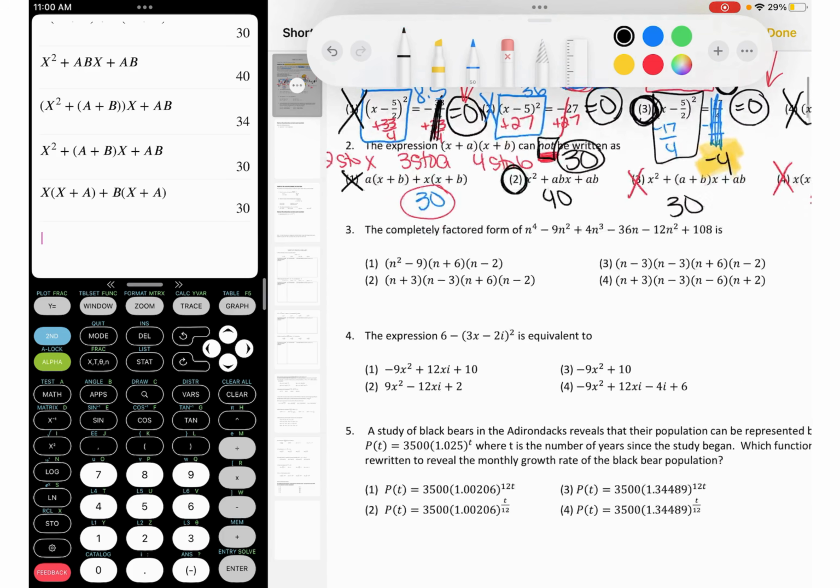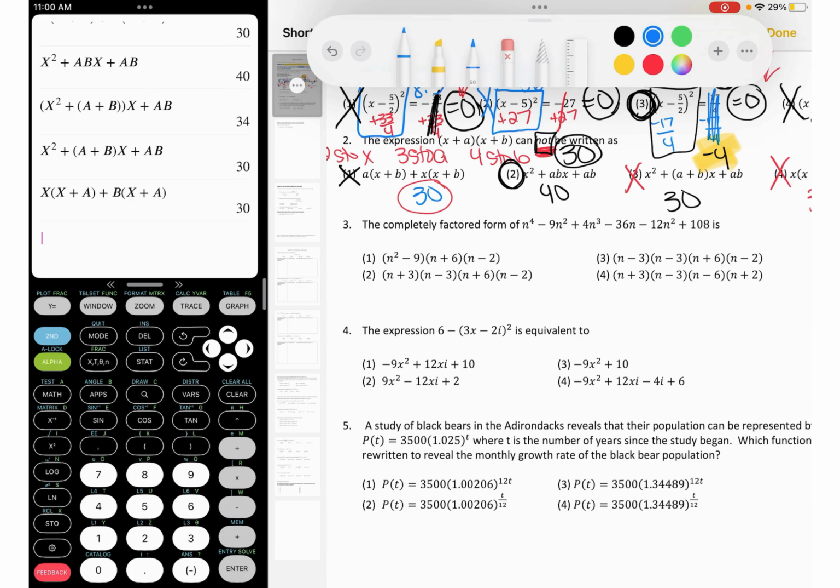Okay, the next one is where you're gonna see how checking all of your answers is very important. So it says the completely factored form of. So if you're writing something in a different form, they should still be equal to each other, even though it's in a different form, like 12 inches is 1 foot. Those are different forms. It's still going to be equivalent in value. So completely factored means it can't be factored any further.